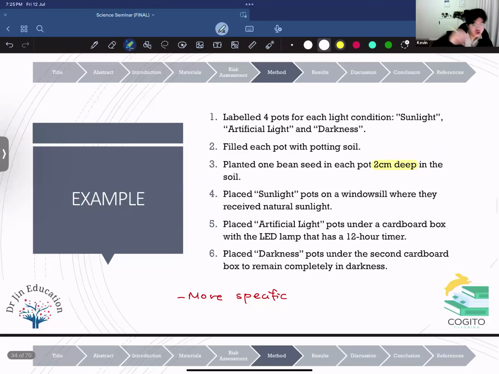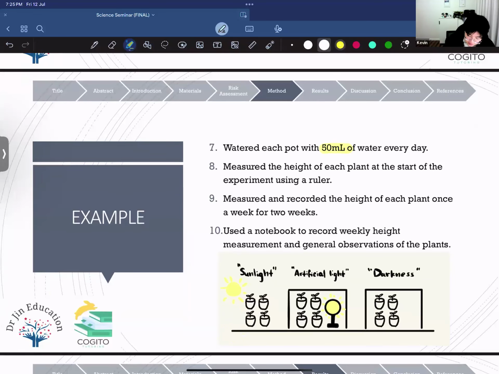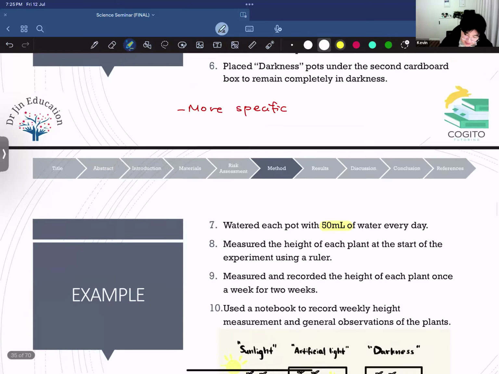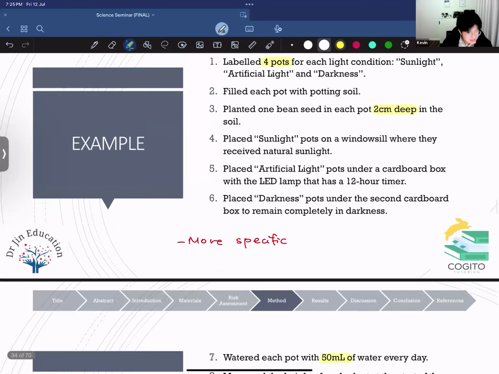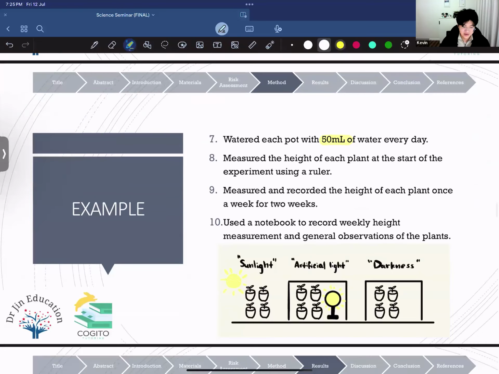It doesn't actually have any numerical values as well. See, I said label 4 pots. Here, 2 centimeters deep. And even watering the plants, right? You water with 50 mL of water every day, okay? So it's quite specific. It tells you exactly what you need to do. And look at the tense. The tense is consistent. It's past tense. I use the passive voice, right? So all of those things are done in this method. So it's a good example, all right?